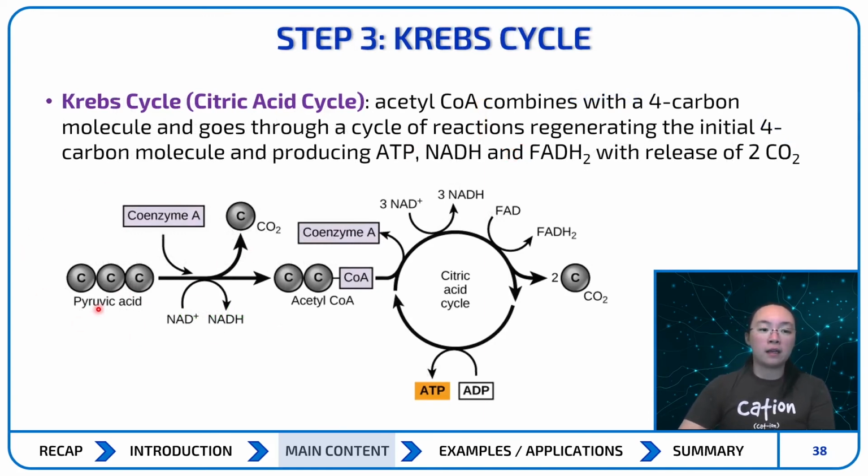So with the pyruvic acid, pyruvate, 1 NADH is going to be created, but coenzyme A is going to come here and form a 2-carbon acetyl-CoA complex. And once you start the Krebs cycle, or the citric acid cycle, acetyl-CoA is going to combine with a 4-carbon molecule and go through a cycle of reactions to regenerate the initial 4-carbon molecule to produce 3 NADH, 2 FADH2, 2 carbon dioxide, and ATP. And then you just start back here again, and it goes through in a cycle.